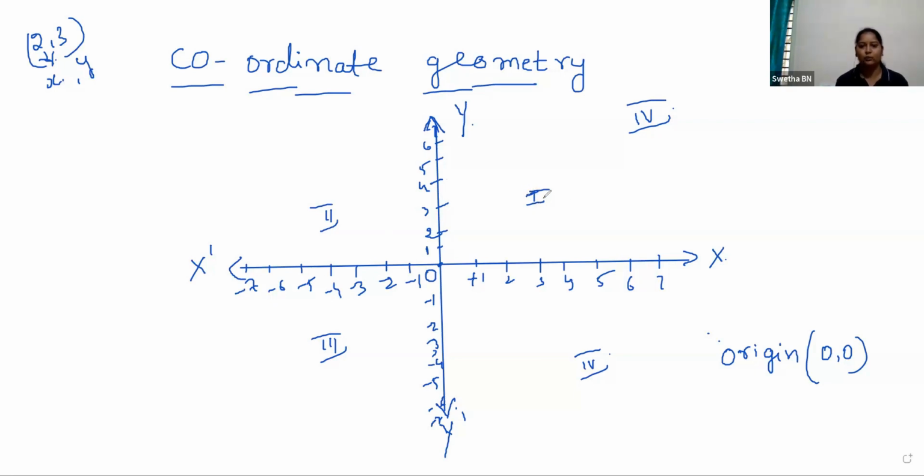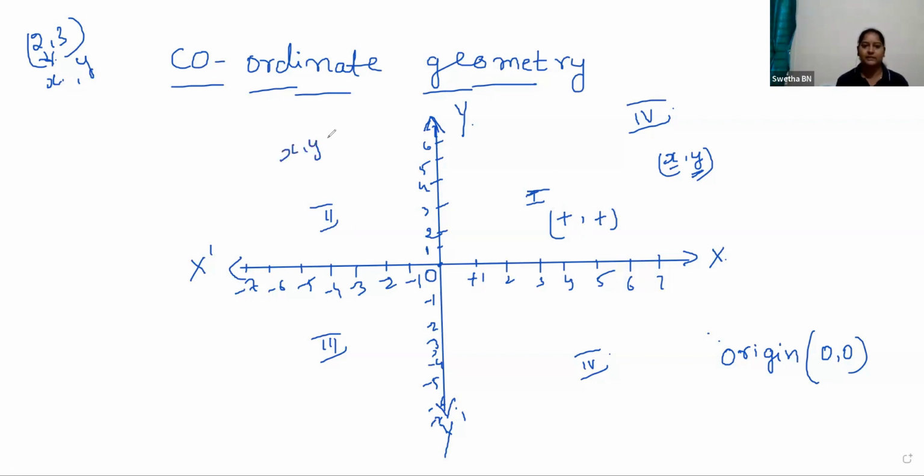Let us see what the signs are in each quadrant. In the first quadrant, we are writing x and y. First is x followed by y. What is the sign of x here? Take the x-axis. Which numbers are here? Positive numbers, so it is plus. What about the y-axis? Y-axis also has positive numbers. So both are positive in the first quadrant. Got it?